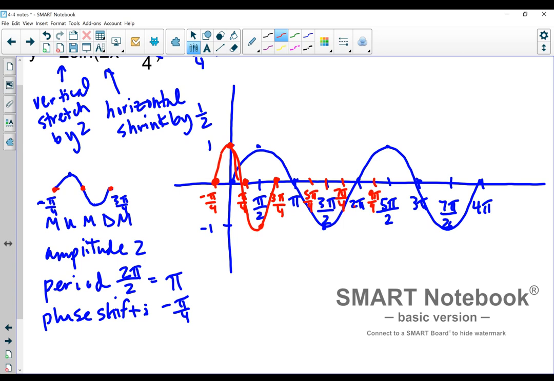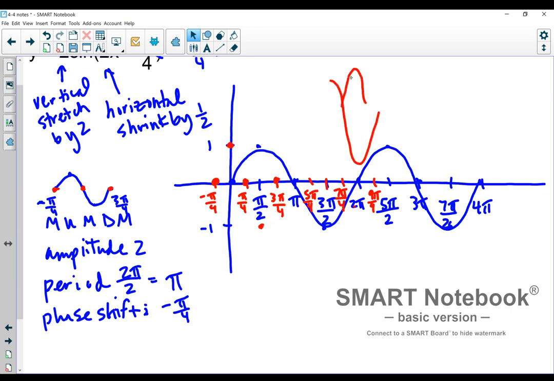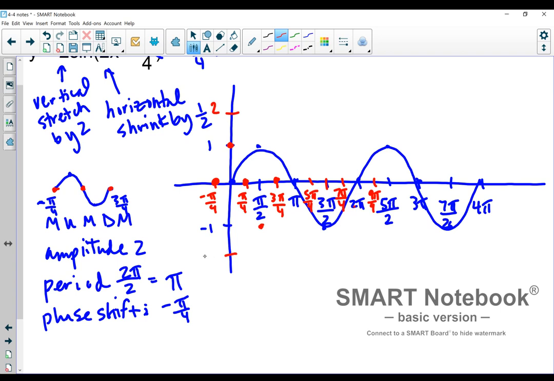Oh, but my amplitude, right? The amplitude. I forgot about the amplitude. So let's go ahead and get rid of that piece and get rid of that piece because they're going to be wrong. This is the great thing about the smartboard, right? At home, you're having to erase, but it's way easier here. So we did forget about the amplitude. So amplitude is going to be 2. So I need to mark a 2 and a negative 2.